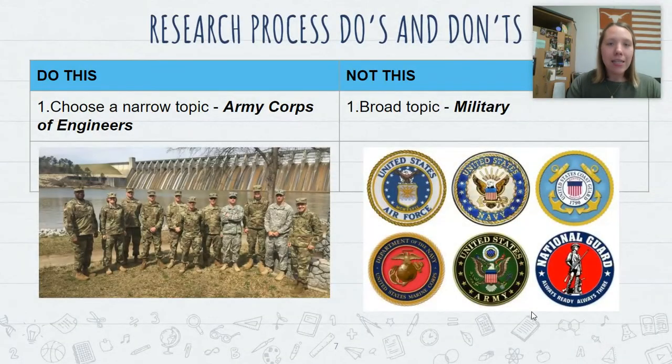Okay, so let's think about the do's and don'ts again. When you're thinking about a narrow topic, it's something that is specific and you can do research on it and not feel overwhelmed by it. So something like the military, that's too broad. Whereas something like the Army Corps of Engineers, that's just narrow enough that you could go to their specific website. You could find websites that talk specifically about the Army Corps of Engineers, and it won't be that hard to research.